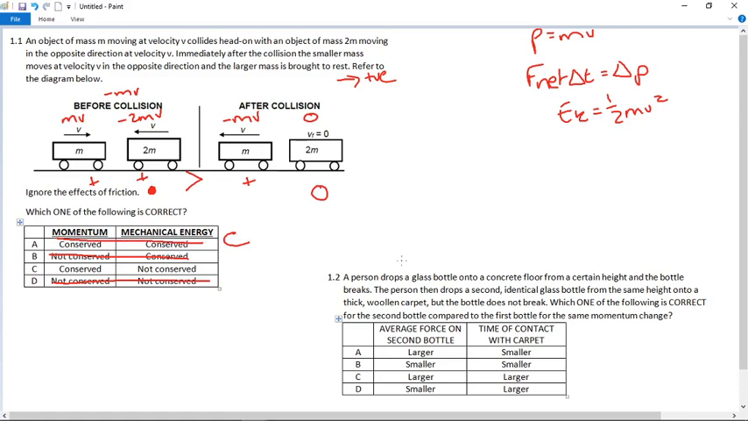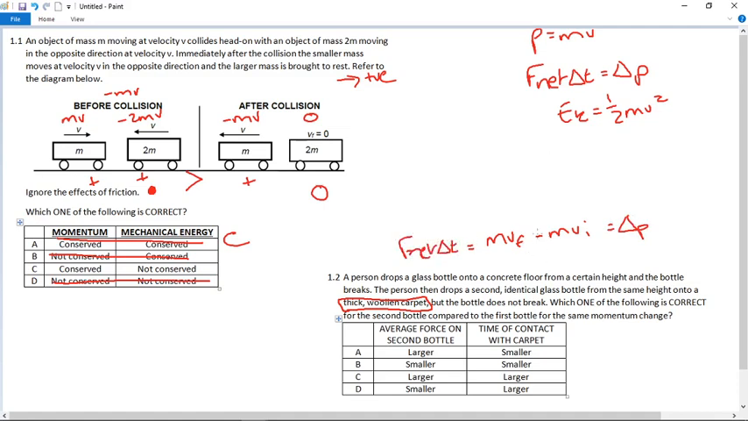Now it says to you, a person drops a glass bottle on a concrete floor from a certain height and the bottle breaks. The person drops a second identical glass bottle from the same height onto a thick woolen carpet, but the bottle does not break. Okay, what is the carpet doing? The carpet is slowing down the contact with the floor. It says which one of the following is correct for the second bottle compared with the first bottle for the same momentum change. So momentum change is mvf minus mvi, which is the same as delta p, yes? It's the same as F net delta t.